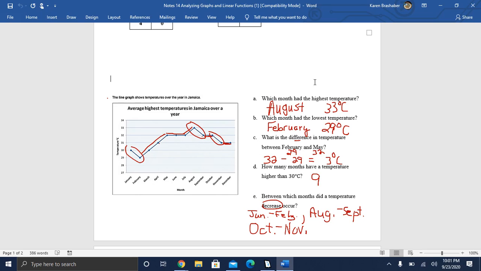So there you've got your first analysis of a graph, and we'll turn your paper over to do the next section.